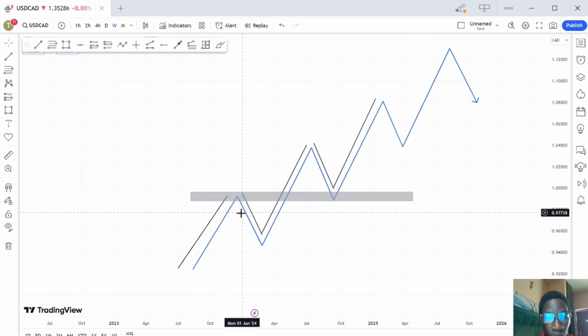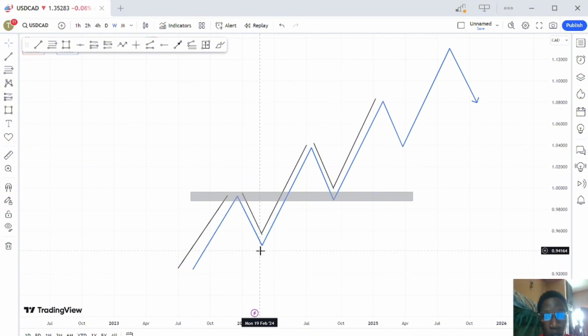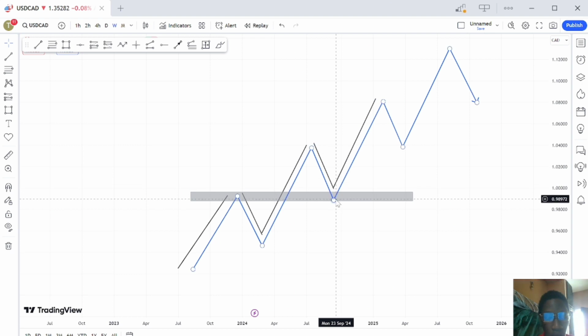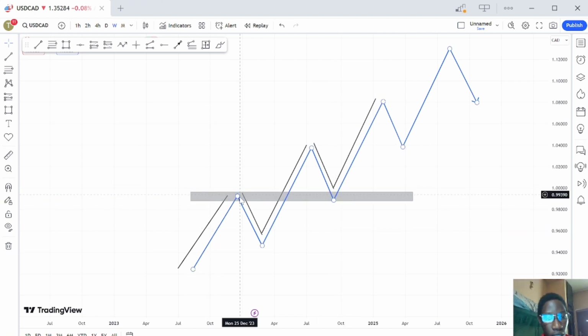The first move, this was the highest point price got to before it started rejecting to this point. So this is the impulse move, the corrective or retracement move, up to this point here, down to this point. Price got to this point before it started retracing down. So this is the impulse, this is the corrective. There was another impulse again before a corrective move.